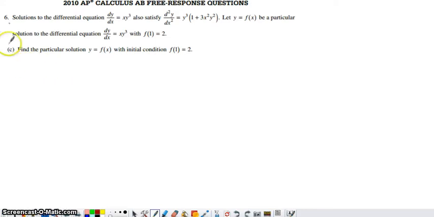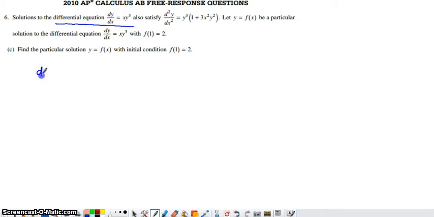So here we'll check out part C, problem number 6 from the 2010 AP exam. And we are asked to find the particular solution y equals f of x with initial condition f of 1 equals 2 to this differential equation. So if we're solving a differential equation, we're going to use the technique of separation of variables.